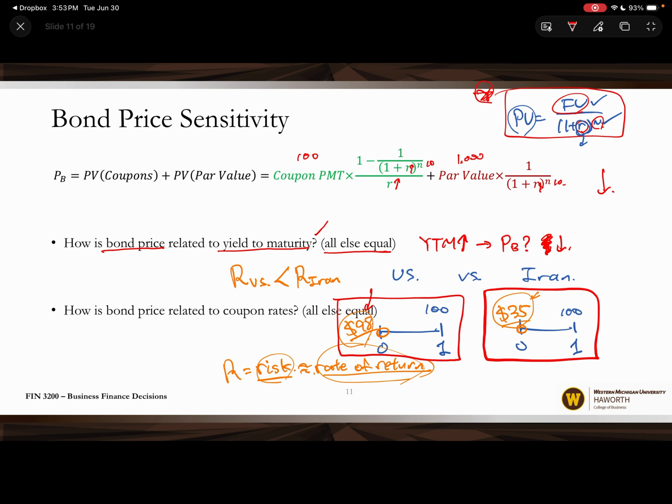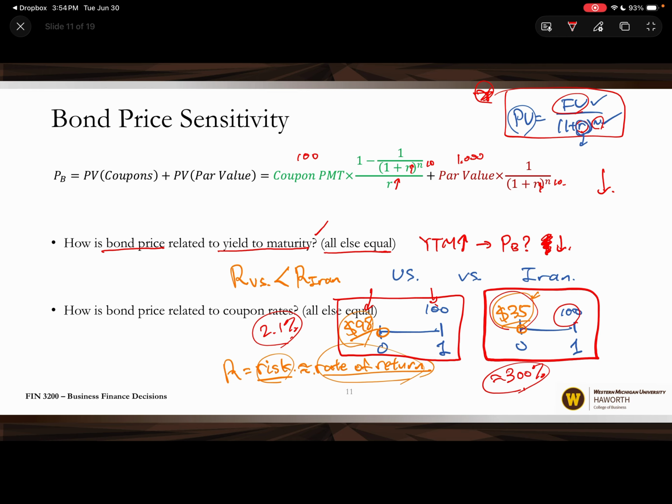Bond, you get $100 in the future. That's probably a little more than a 2% return, maybe 2.1%. However, if you put in $35 in an Iranian bond, then you'll get $100 in 1 year. I don't know the exact number, but that's approximately a 300% return in 1 year.